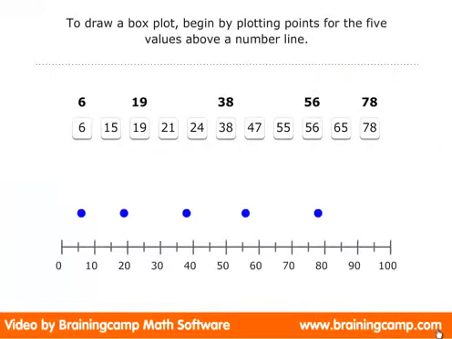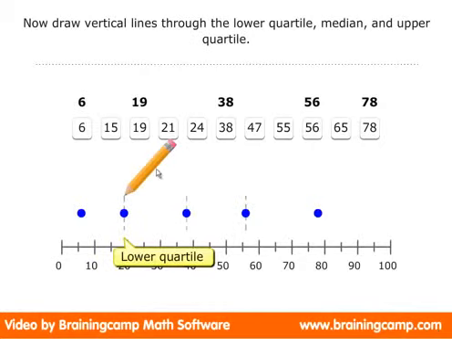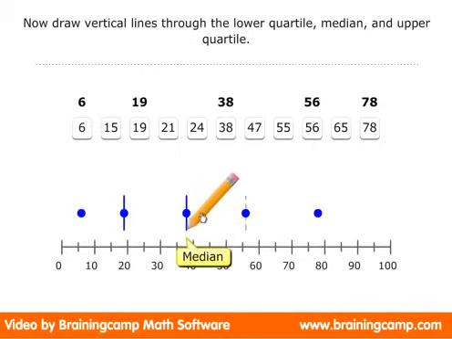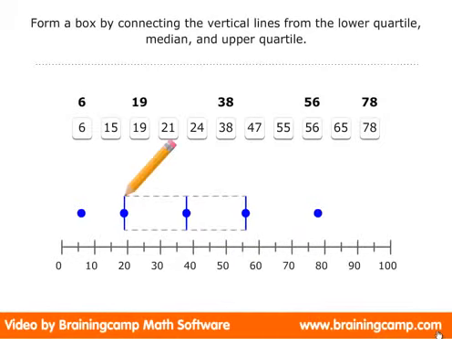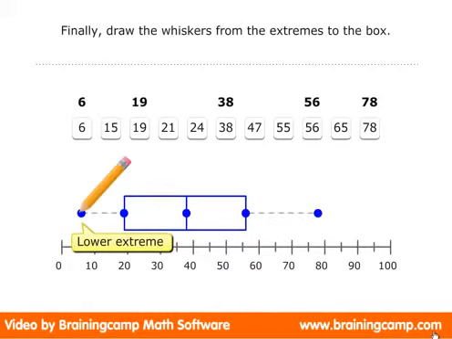To draw a box plot, begin by plotting points for the 5 values above a number line. Now draw vertical lines through the lower quartile, median, and upper quartile. Form a box by connecting the vertical lines from the lower quartile, median, and upper quartile. Finally, draw the whiskers from the extremes to the box.